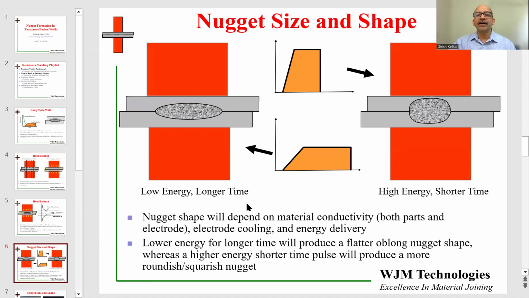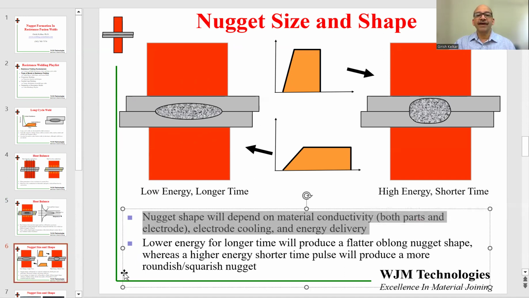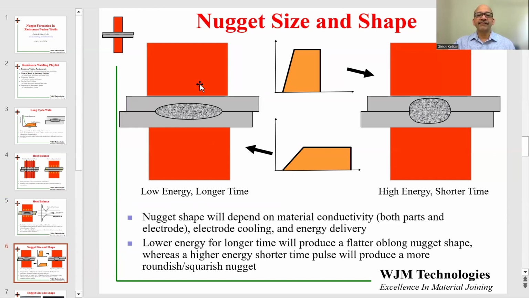Now we're going to look at how that weld nugget changes as a function of welding parameters. The nugget shape will depend on many factors, including material conductivity, of both the parts we are welding as well as the electrodes. It also depends on the electrode cooling: how good is the cooling you're providing with these electrodes? And then finally on the energy delivery. So assuming that we have a given setup with the given electrodes, materials, and type of cooling, then the nugget size can be controlled to some extent by changing the welding parameters.